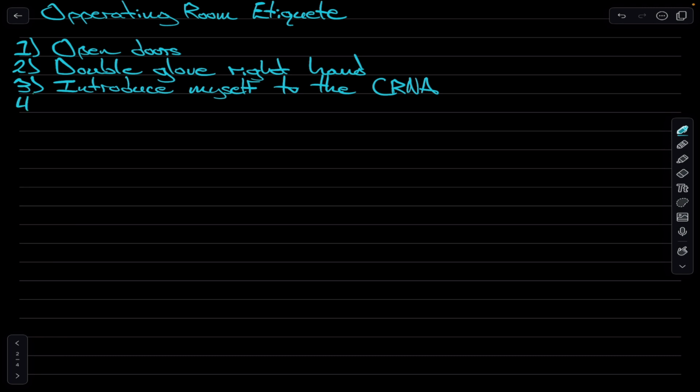After that, when you're beginning to move the patient over from the bed that they were wheeled in on, that's another time that you can be an asset to the surgical team. So helping with patient positioning.